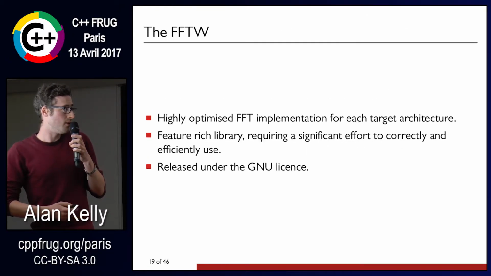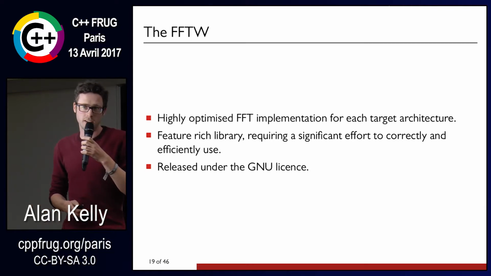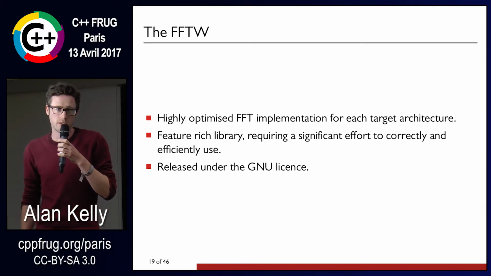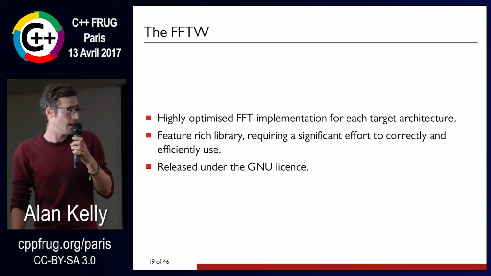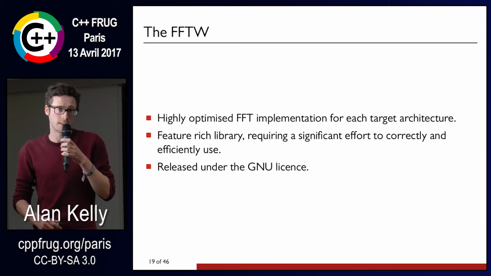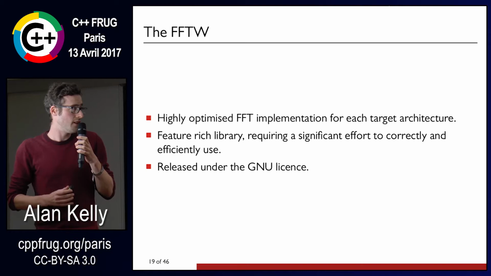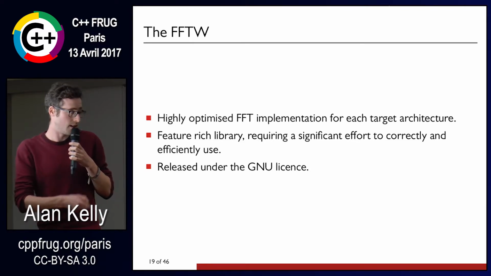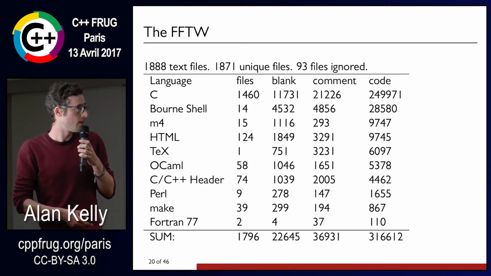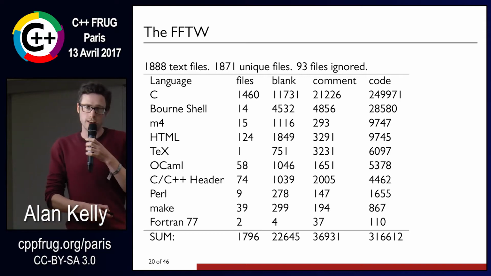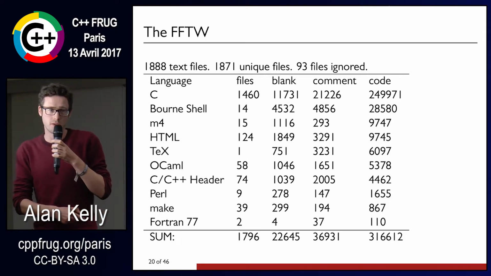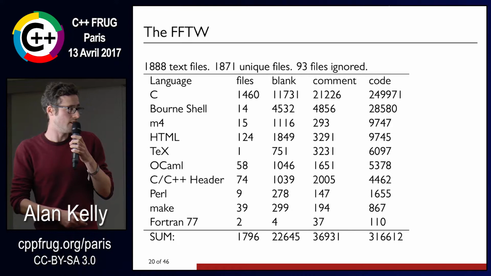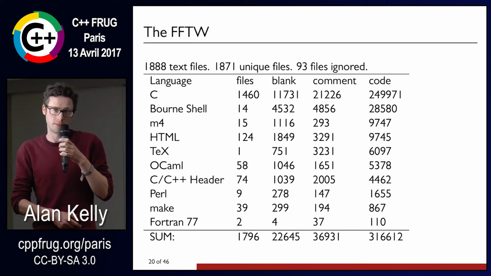So now I'm going to speak to you about the FFTW, the fastest Fourier transform in the West. This library turned 20 a few weeks ago, and it's a highly optimized FFT implementation for lots of different architectures. It's a feature-rich library, and to get the full performance out of it, it takes a bit of effort. You need to dig into the doc and play around with it a bit, and it's released under the GNU license. So some of you might recognize the tool cloc, count lines of code. I launched this on the FFTW source code, and there's 300,000 lines of code. It's a big library.